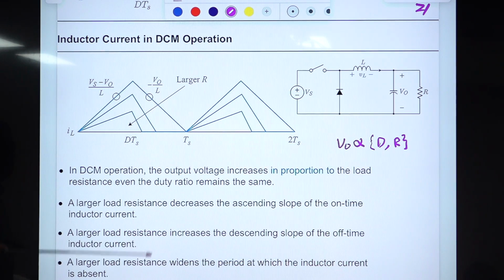All right. A larger load resistance decreases the ascending slope of the on-time inductor current. Because this is increased, this slope will be decreased. So the first one is our voltage is proportional to this R, and the on-time slope, Vs minus VO divided by R, becomes smaller as R increases.